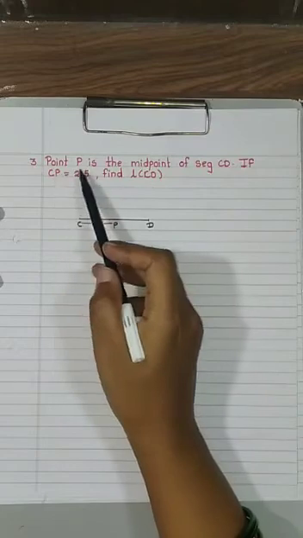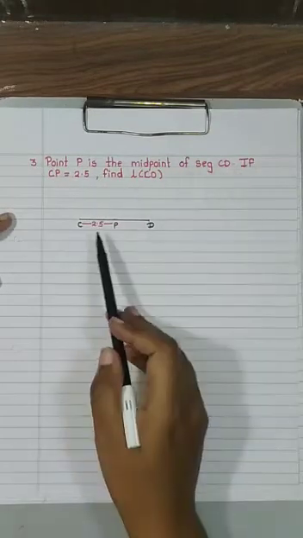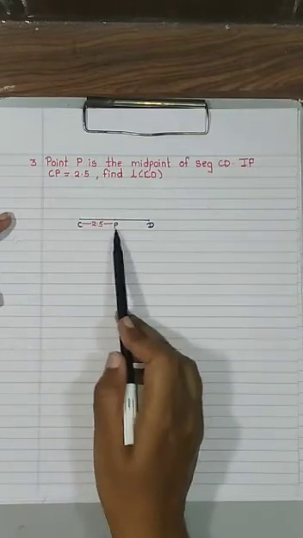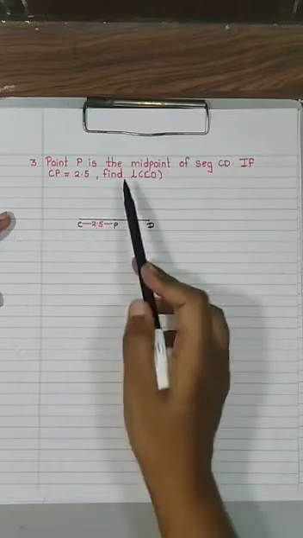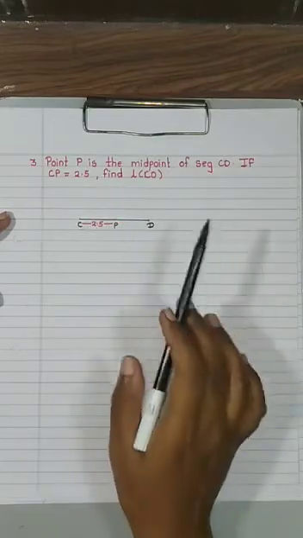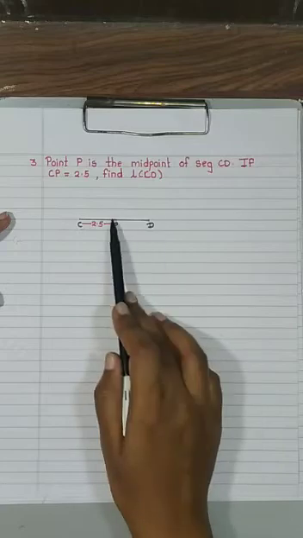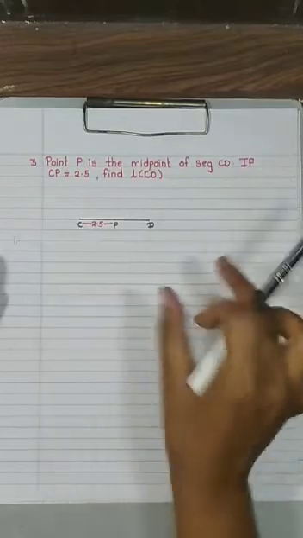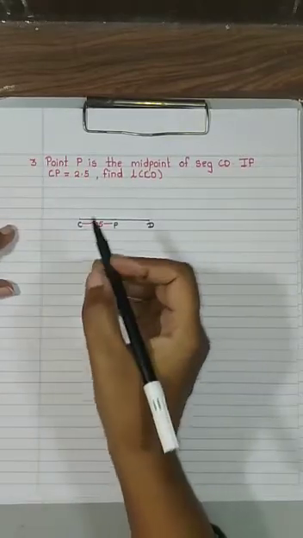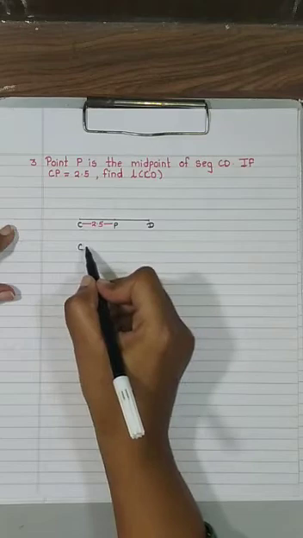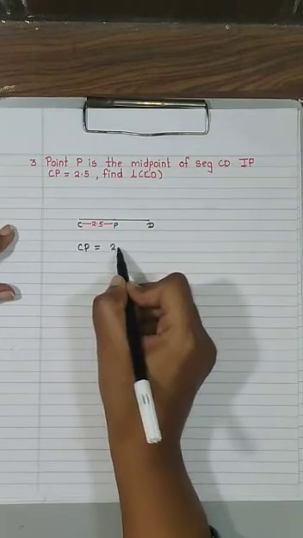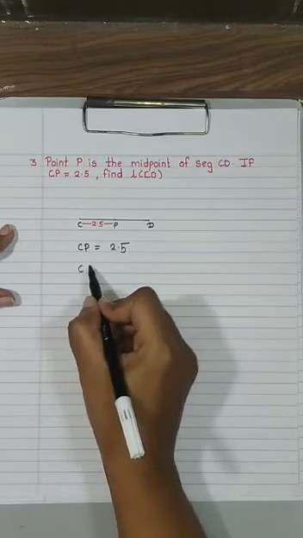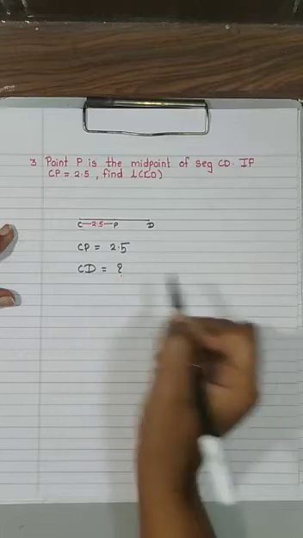Question number 3. Point P is the midpoint of segment CD. If CP is 2.5, then we have to find length CD. Now you very well know that when a line segment has a midpoint, that midpoint divides the line segment into two equal parts. CP is 2.5, and you are told to find CD.